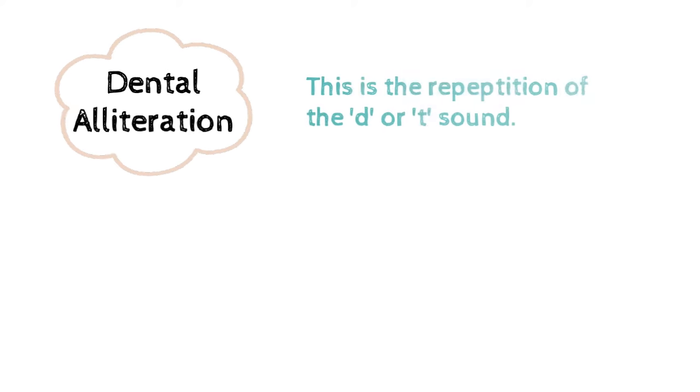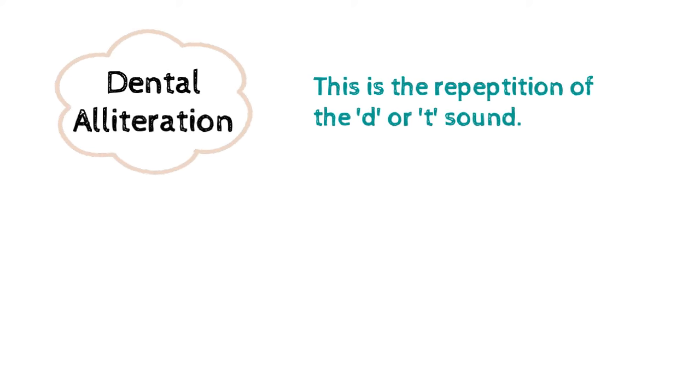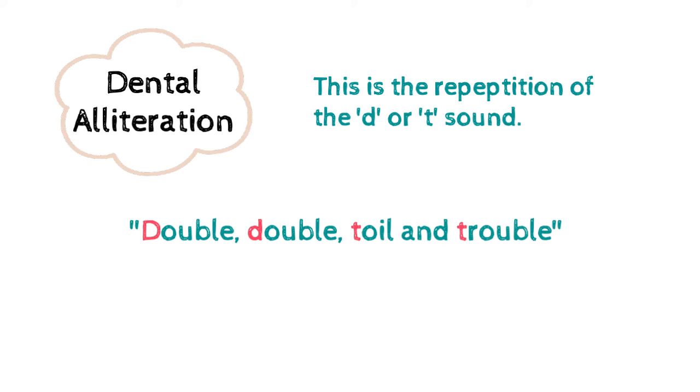Next up is dental alliteration, which is the repetition of the D or T sound. A great example in Macbeth is the witch's spell, where the dental "double, double, toil and trouble" highlights the aggressive nature of the witch's spell.